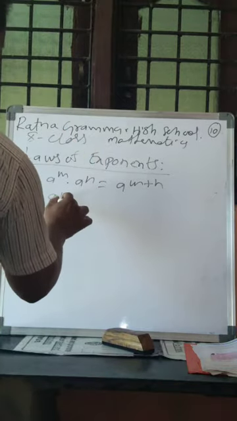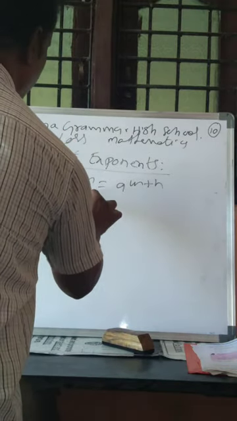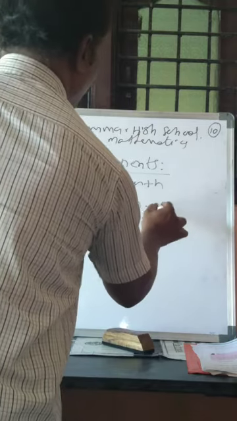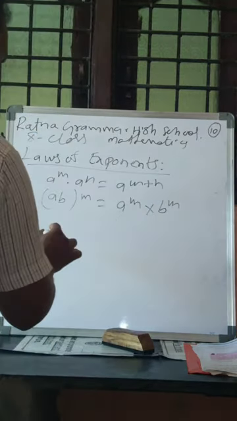Next one: (a by b) whole power m is equal to a power m by b power m. Next one, third one.